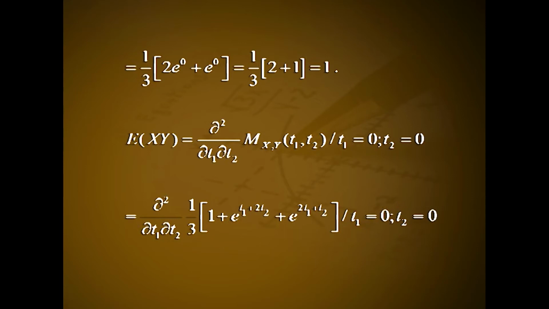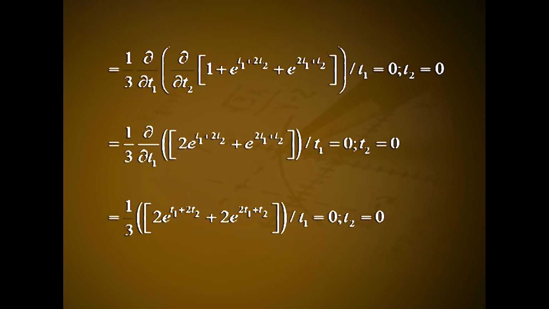Expectation of XY is ∂²/∂t1∂t2 of M_XY(t1, t2) at t1 = 0, t2 = 0, that is ∂²/∂t1∂t2 of 1/3 (1 + e^(t1 + 2t2) + e^(2t1 + t2)) at t1 = 0, t2 = 0, which is 1/3 times ∂/∂t1 of ∂/∂t2 of (1 + e^(t1 + 2t2) + e^(2t1 + t2)) at t1 = 0, t2 = 0.